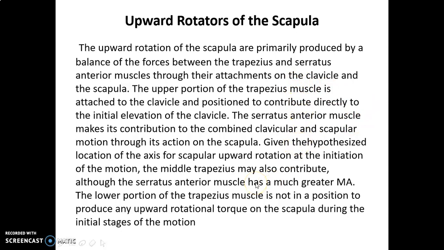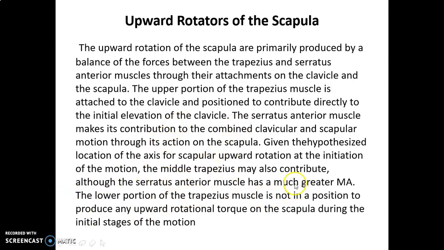Given the hypothesized location of the axis of scapular upward rotation at the initiation of the motion, the middle trapezius may also contribute. Hypothesized means the guessing of the axis of scapular upward rotation. So we have the upper, middle and lower trapezius. Whenever we study trapezius we try to divide it into three parts: the upper, middle and the lower. Here we already discussed the upper part.